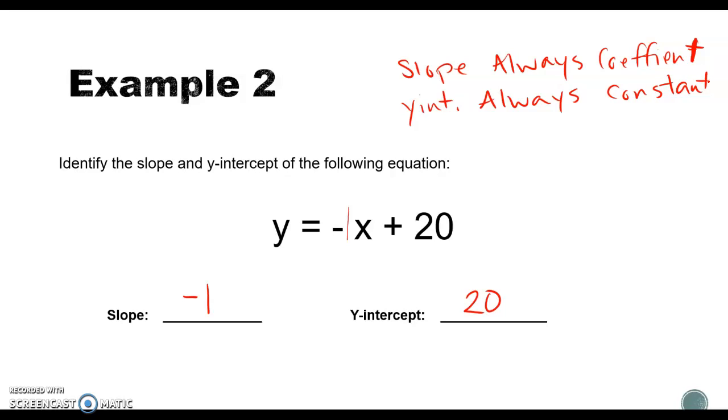All right, so in our next video, we'll actually go into how to graph. This first video is just about identifying your slope and y-intercept given the equation.